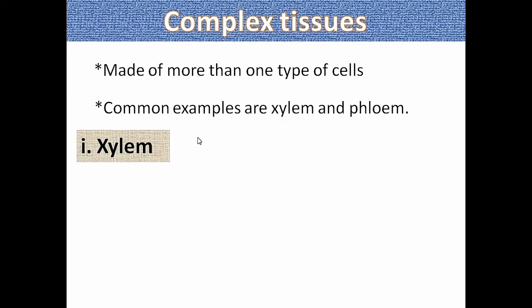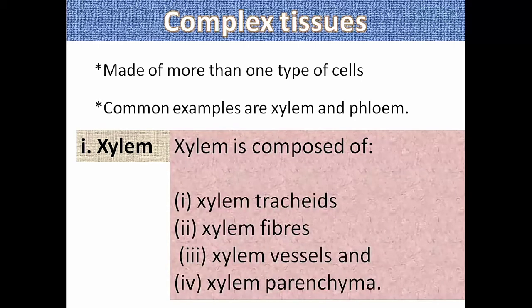Let us learn xylem in this part. Xylem is a complex tissue because it is composed of four kinds of elements. They are xylem tracheids, xylem fibers, xylem vessels, and xylem parenchyma. What are the four elements of xylem tissue? Xylem tracheids, xylem fibers, xylem vessels, and xylem parenchyma.